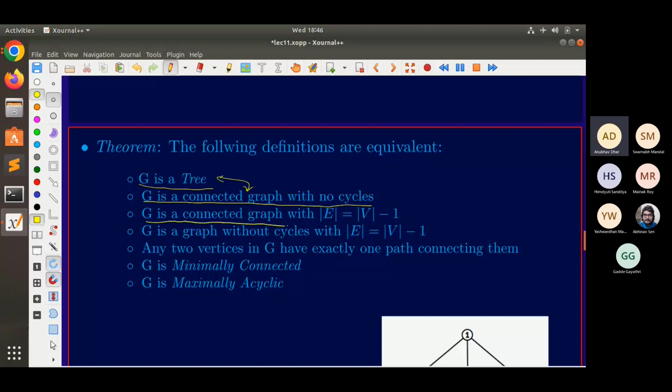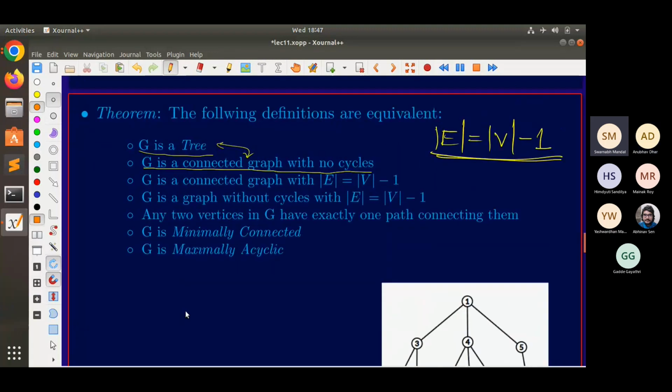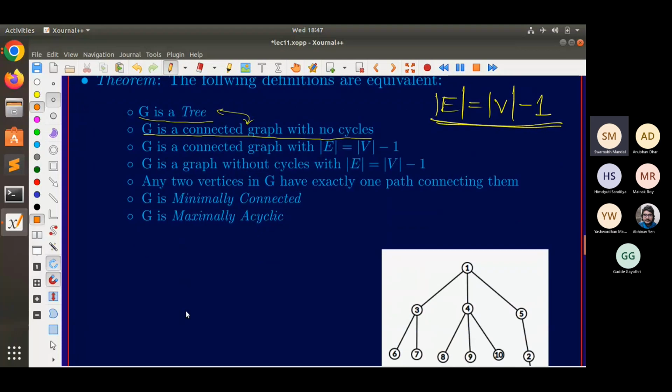Well, I think you were asked to prove that all trees have E equal to V minus 1 in the last class. Does anyone have a proof? Okay, I think each node will be connected with one edge, and the last topmost node won't have any edges above it. So it will go down to n minus 1.